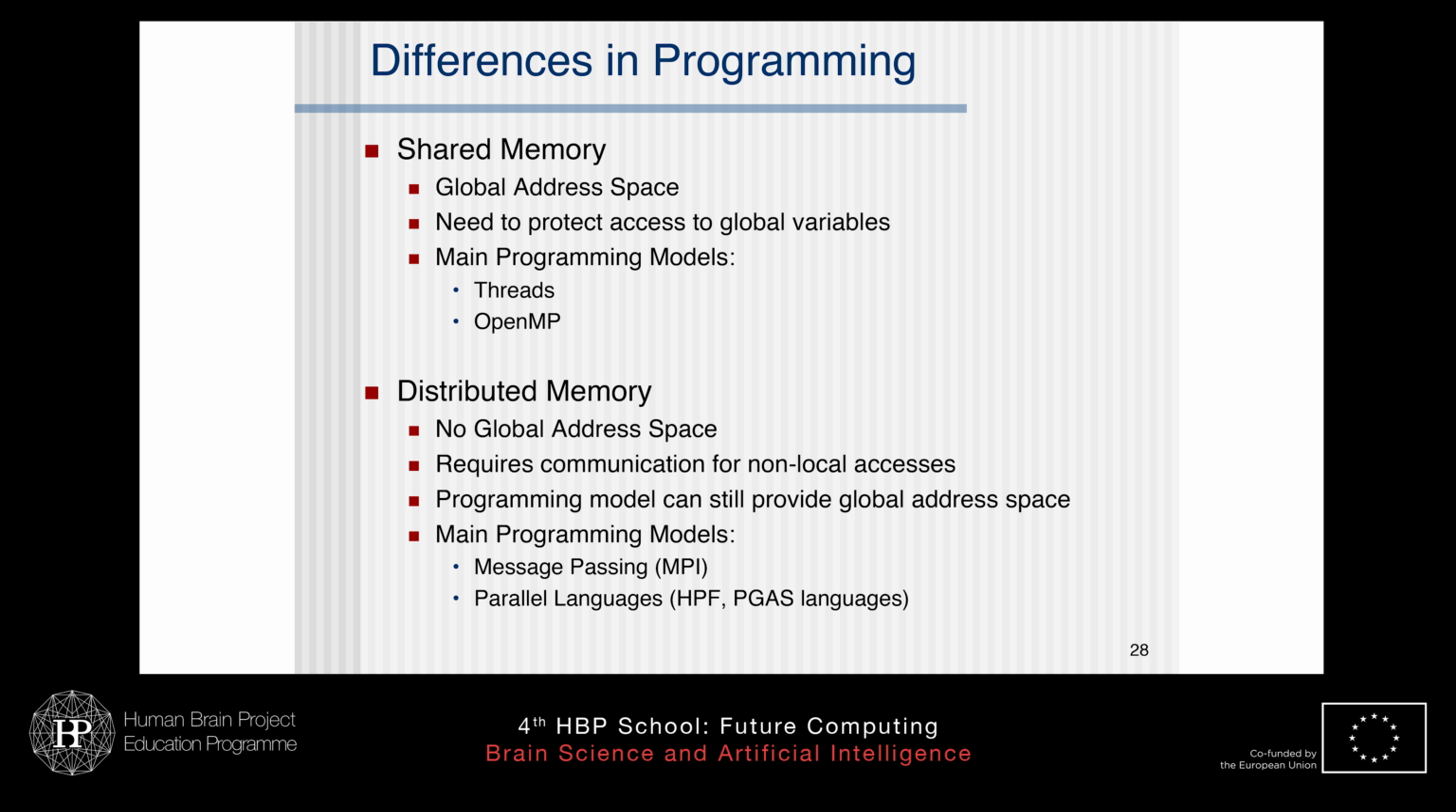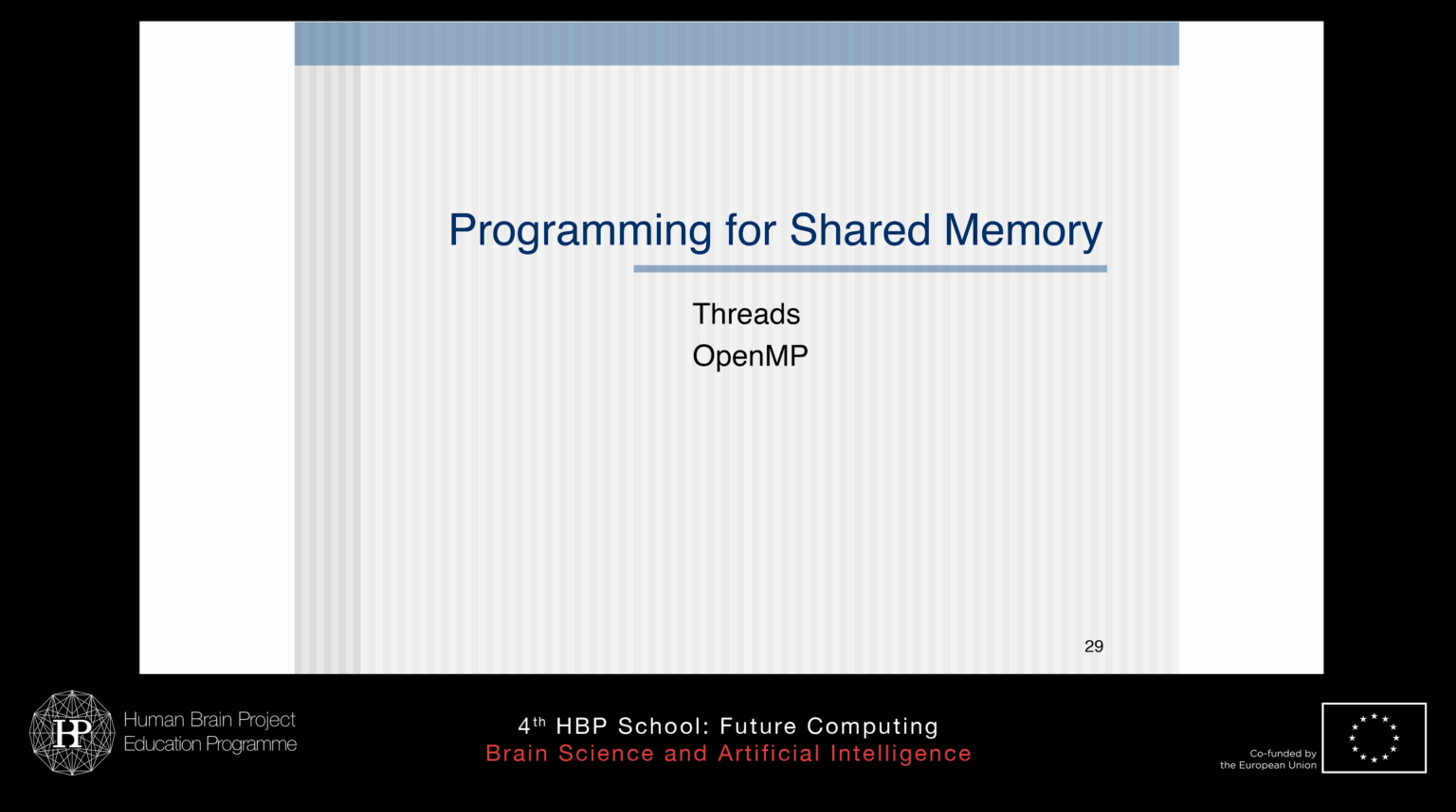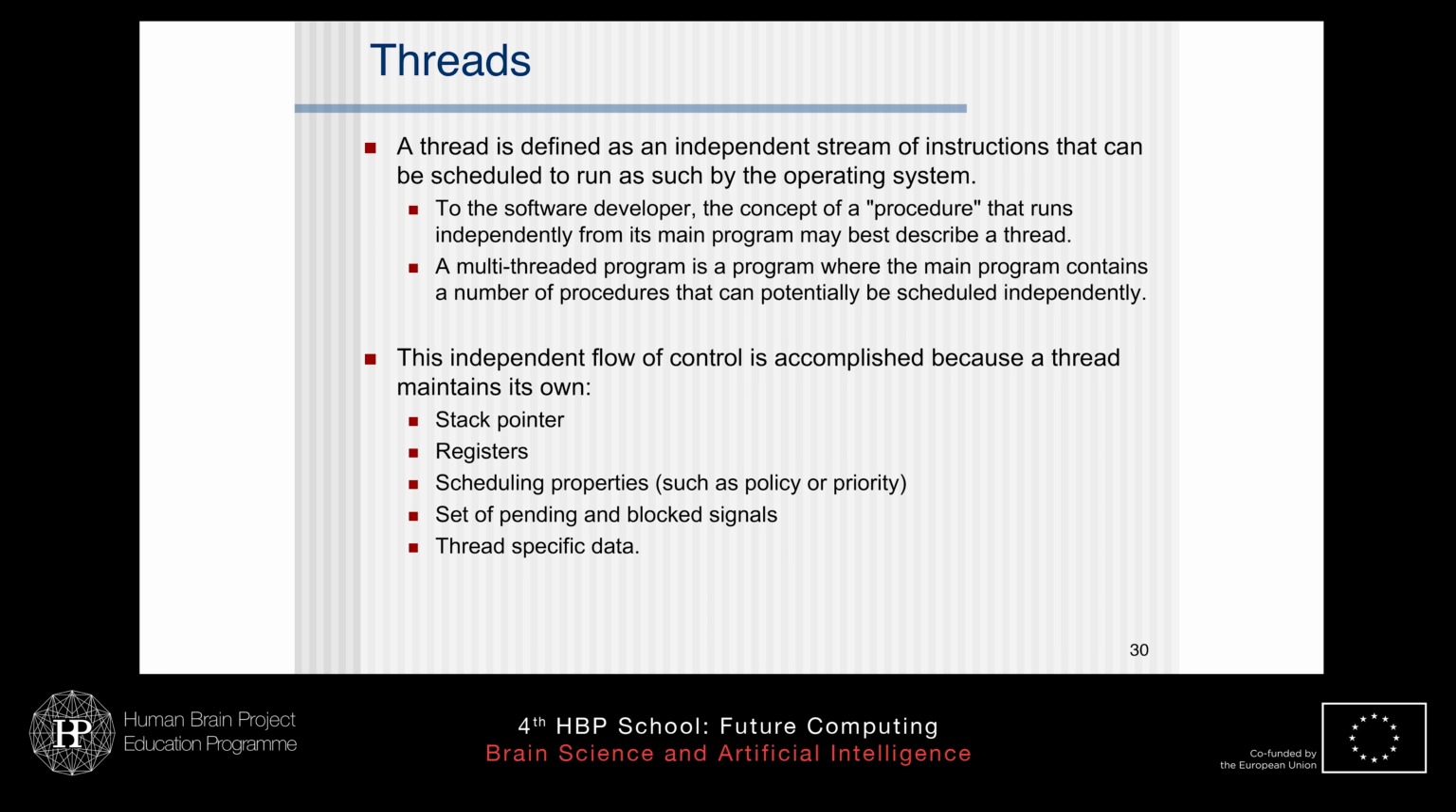When you are in distributed memory, you have the issue that you don't have the global address space, so you need some mechanisms to deal with non-local access, as we discussed before. When you are on this boundary of your data, you need data that is hosted at some other processor. You need some mechanism to get the data across. The main programming models here are MPI, Message Passing Interface, and parallel languages. We'll talk a little bit about that. But let's start with shared memory.